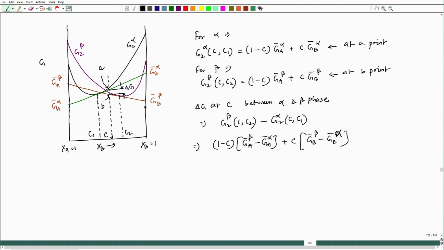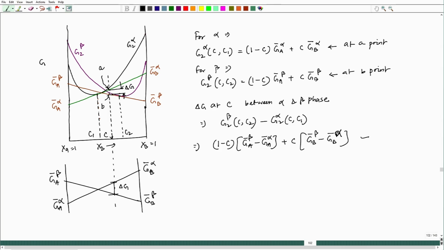In fact, if I zoom into these particular sections, only these 2 that I try to consider. So, this is one line, this is G B bar alpha, this is G A bar alpha, this is G B bar beta, this is G A bar beta, and at C if I reflect this, so this is the value we are trying to find out, this is the delta G. So, this delta G is reflected with this particular formula.